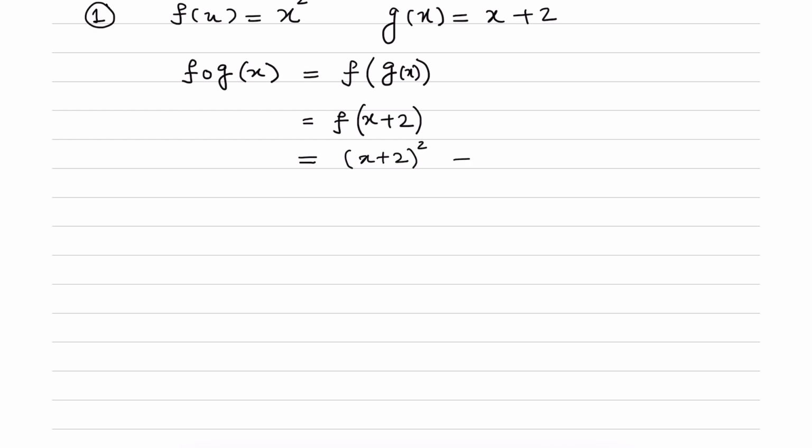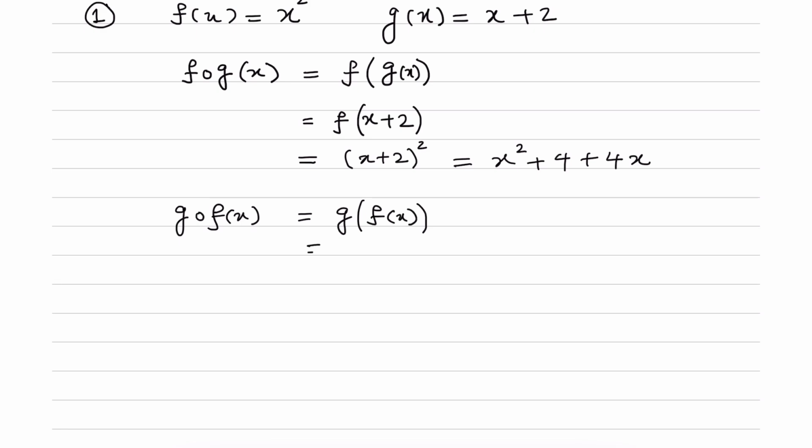You can simplify this by using the (a plus b) whole squared formula. x squared plus 4 plus 4x. We know the formula (a plus b) whole squared is a squared plus b squared plus 2ab. So this is how we compose the functions. We can also compose g ∘ f. So again, ∘ is changed into parenthesis. It's written as g of f of x.